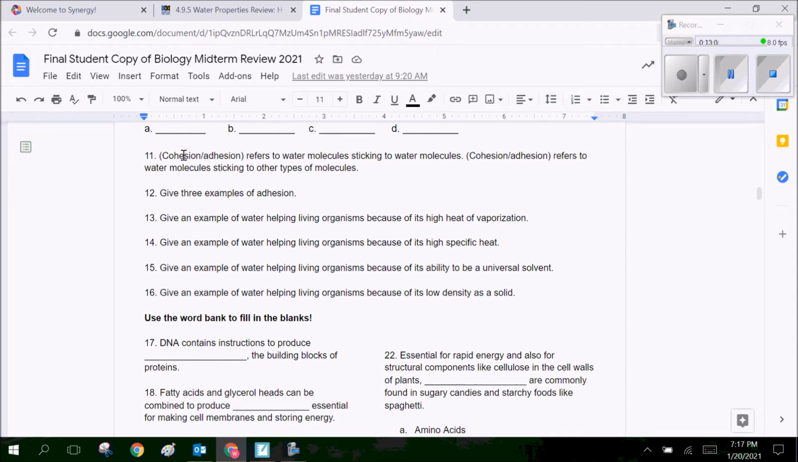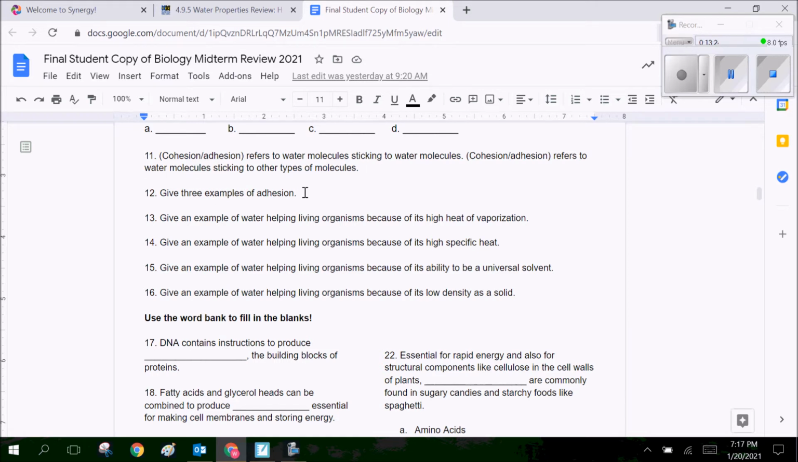So, either cohesion or adhesion refers to water molecules sticking to water molecules. If they're sticking to each other, then it's cohesion. It's adhesion when they're sticking to other molecules. So when you're adding an additional thing, that is adhesion. Okay, co means together, so when water molecules are together, sticking together is cohesion.